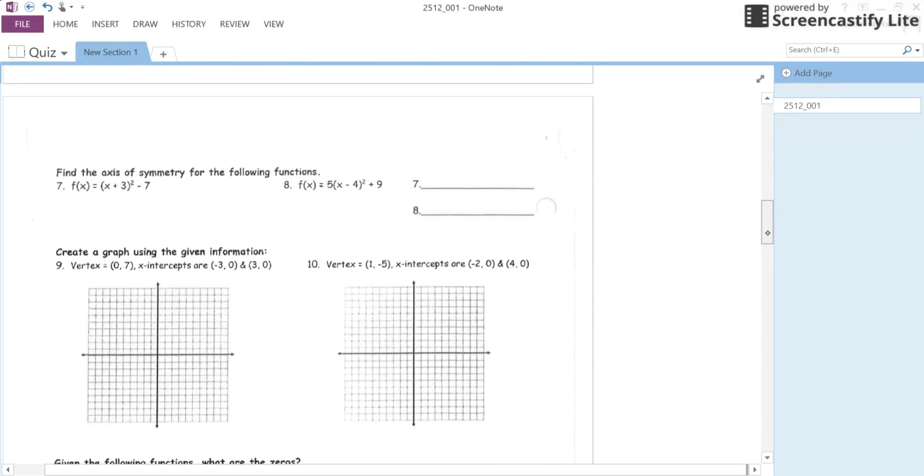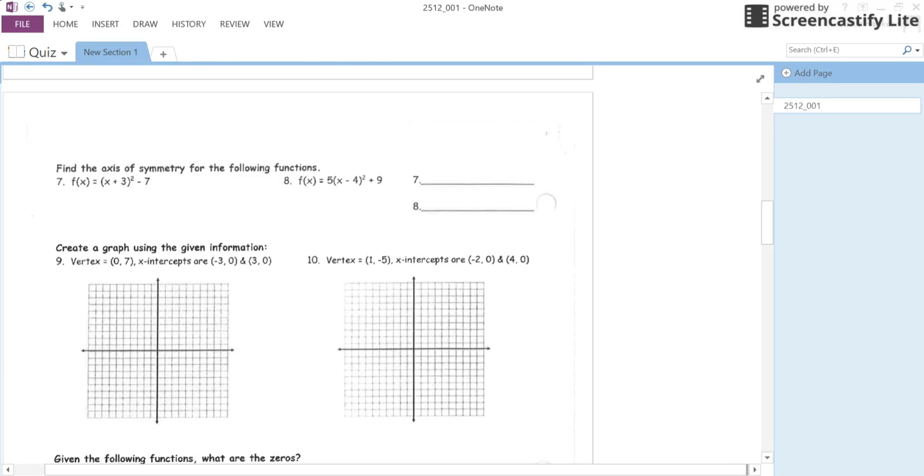Okay, second page. Find the axis of symmetry. So for the axis of symmetry, I first want to find the vertex. Since it's in vertex form, I know it's -3, opposite of inside the parentheses, and exactly what's outside. So then I know that the axis of symmetry is that vertical line that goes through the vertex, and I always use the x coordinate. So x equals -3. And it also has to be an equation, so it should always read x equals. Same thing here, my vertex is 4, 9. So the axis of symmetry is x equals 4.